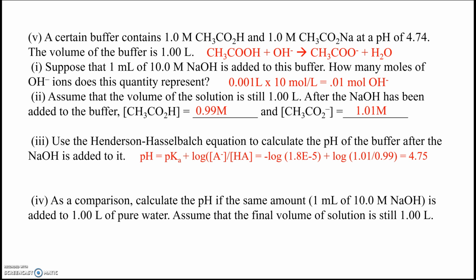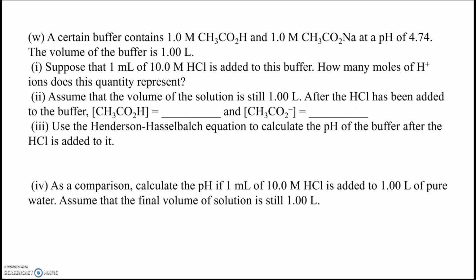Now, part 4 says as a comparison, what would the pH be if we added this same amount of sodium hydroxide to pure water? Well, if I added it to pure water, I would get the logarithm of 0.01, so a pOH of 2 and a pH of 12. And you can see a gigantic difference in the pH when I add this small amount of sodium hydroxide to pure water instead of adding it to a buffer solution.